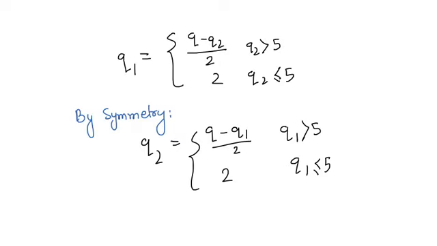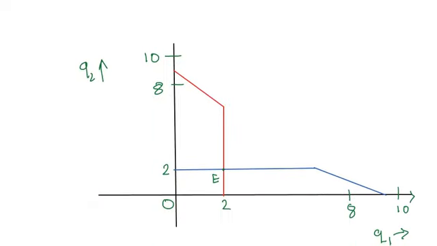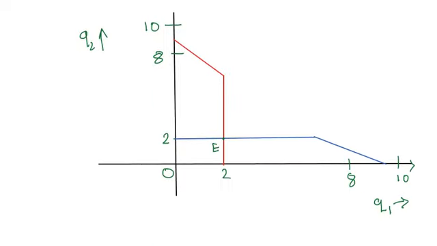As you can see on the screen, Q1 is 9 minus Q2 by 2 for Q2 greater than 5, and 2 for Q2 less than or equal to 5. For Q2, since both the equations are similar, we have 9 minus Q1 by 2 for Q1 greater than 5, and 2 for Q1 less than or equal to 5. I've already plotted this on a graph, and the graph looks as follows.